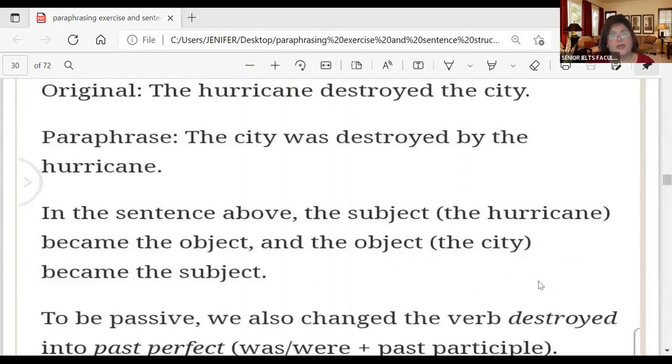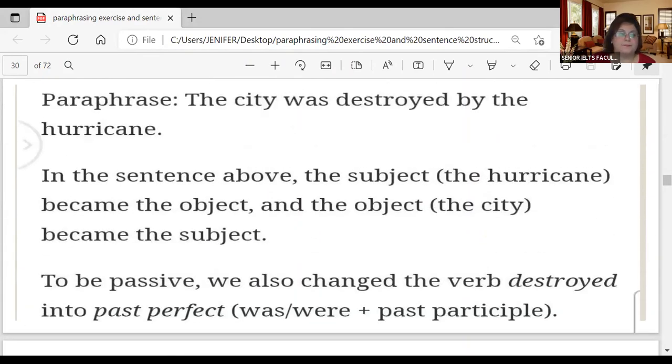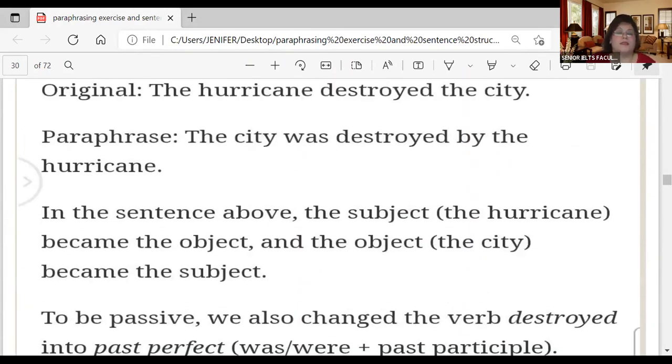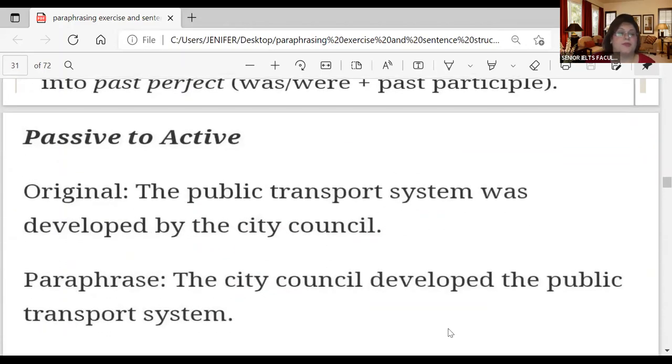In your introduction, that is from the question itself. You don't have to write it on your own, just from the question itself. Okay? To make it passive, we also change the verb destroyed into was and were plus past participle. This is how you have to remember.